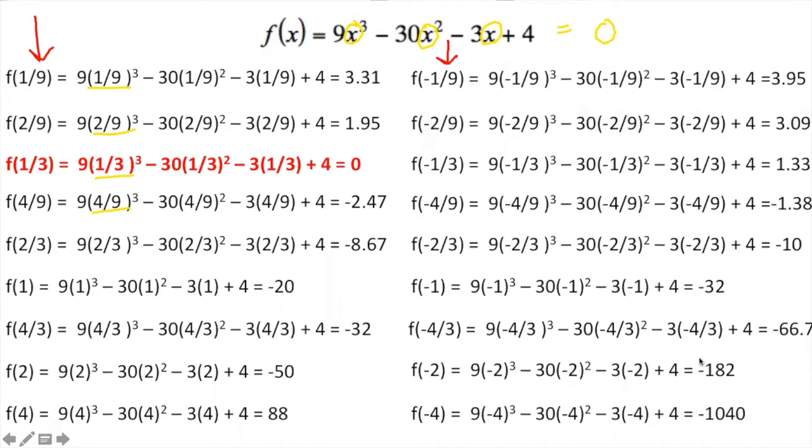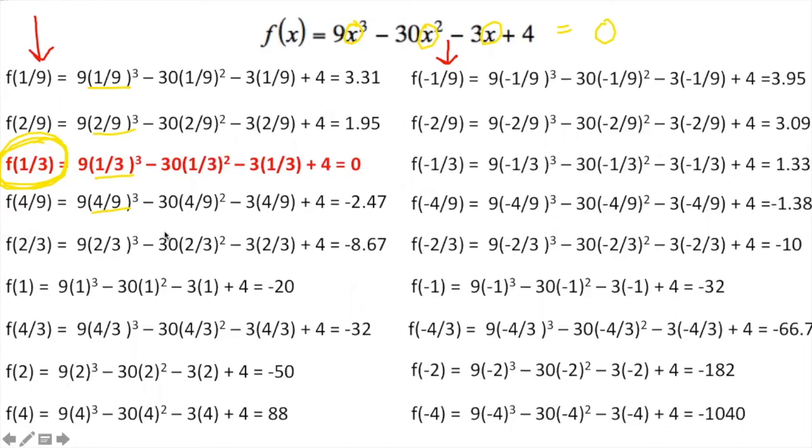As a student, I would have had to literally have done this 18 times. And the only one that yields a 0 is 1/3, okay? So this is an awful lot of work when you could have just looked at the graph. So we're gonna work smarter rather than harder, and we're gonna use Desmos.